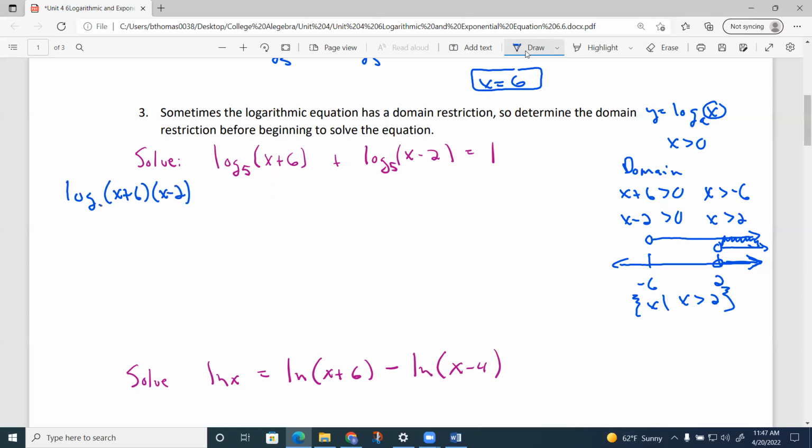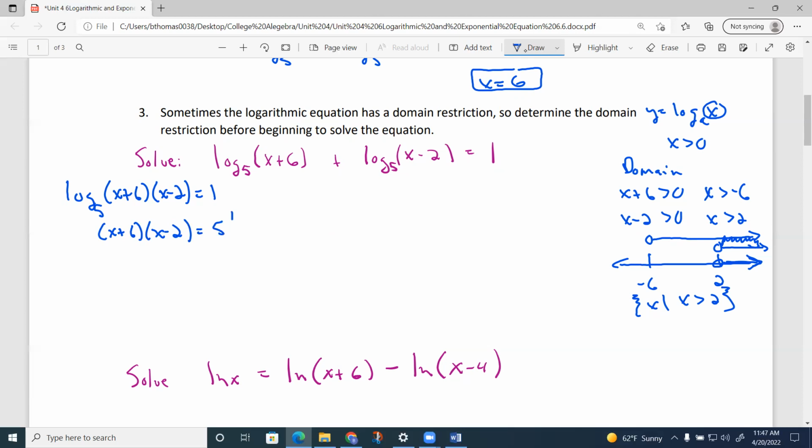base 5, is equal to 1. Notice how we have a log on one side of the equation, so I can put this in exponential form. The 5 to the 1 becomes an exponent, the 5 and 1 become one side of the equation. I'm going to make it the right side this time. So I'm going to write this as x plus 6 times x minus 2, and I'm going to put the 5 to the 1 on the other side of the equation.